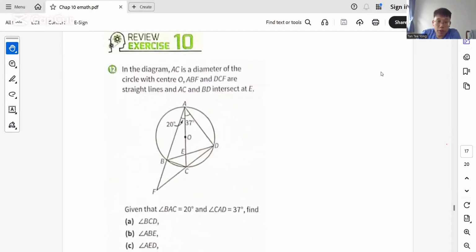Okay, guys, today I'll be going through review exercise 10. So let's start off with the first question, which is question 12 under review exercise 10.